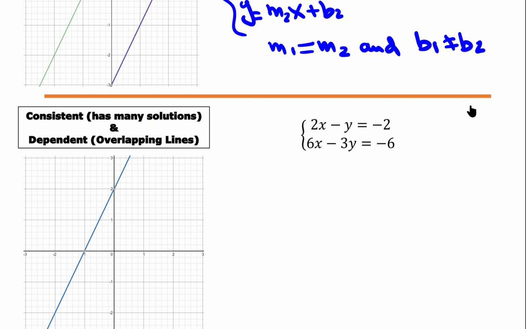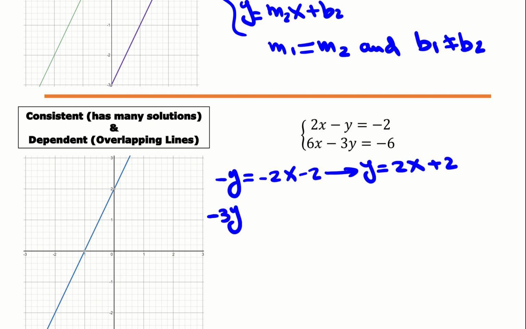So now, again, if you put both equations into slope-intercept form, let's go with the first one. We get negative y equals negative 2x minus 2. Go ahead and divide both sides by negative 1 to get y equals 2x plus 2. The second equation, I get negative 3y equals negative 6x minus 6, divide both sides by negative 3 to get y equals 2x plus 2.